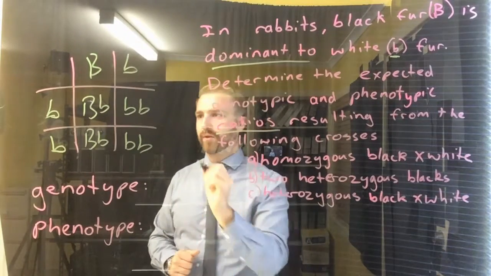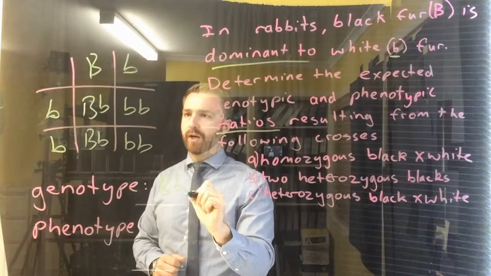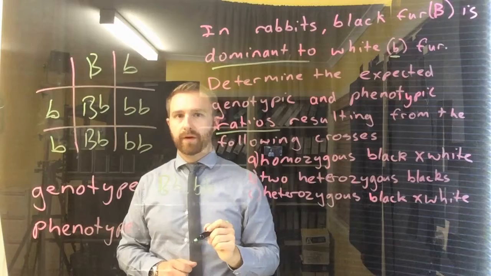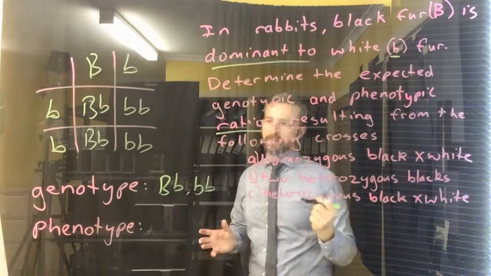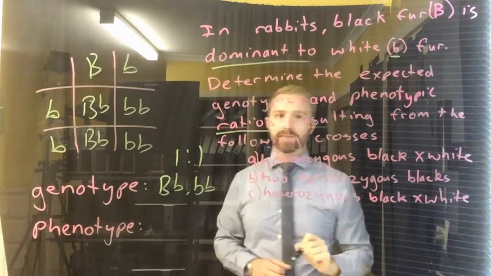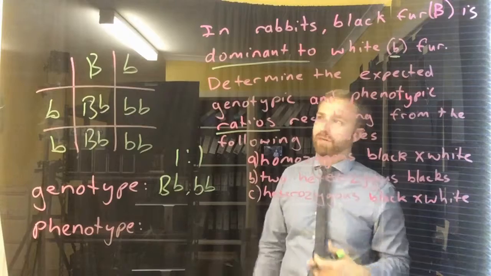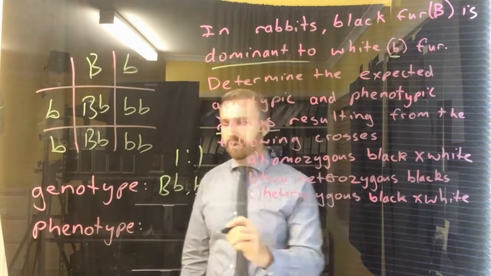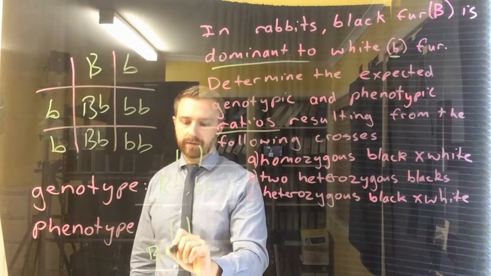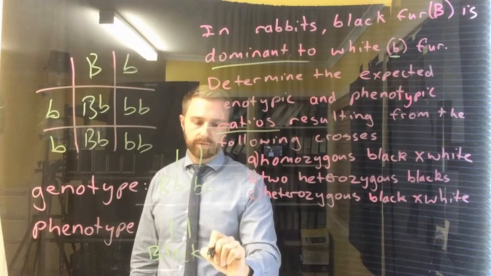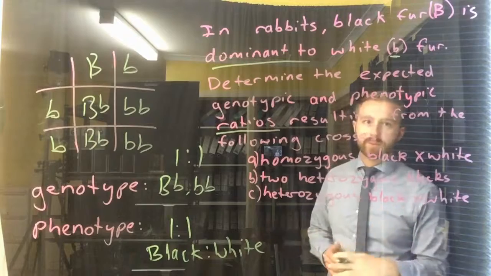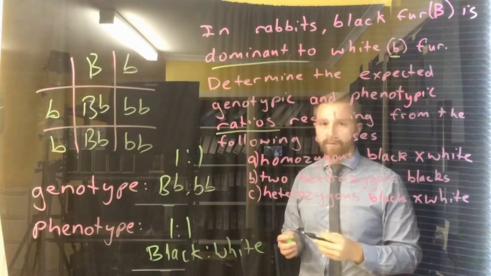The genotype ratios, we're going to have heterozygous blacks, and we'll have homozygous whites as part of our offspring, which just means for our ratio it's a 1:1 ratio, or as a percentage, we have a 50% chance of having a black or a white rabbit. And the phenotype is exactly the same. It's a 1:1 ratio of black to white. So that's very quickly how you solve a really simple genetics problem involving a Punnett square.